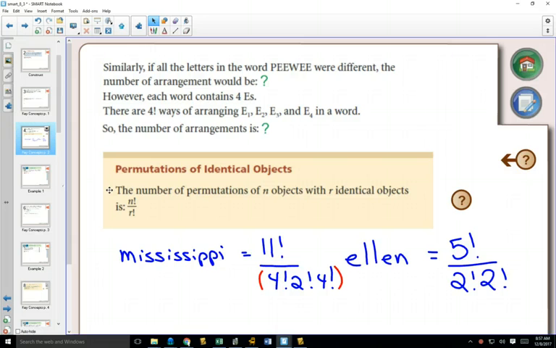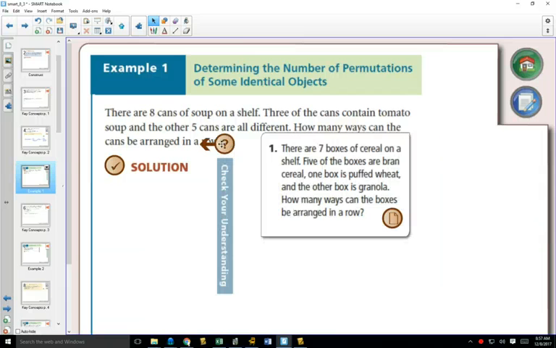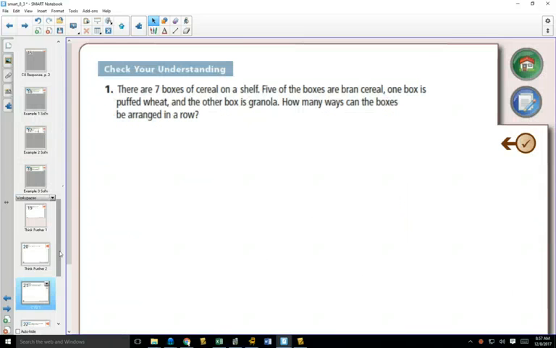So here is example number 1. Seven boxes of cereal on a shelf. 5 are bran, 1 box is puffed wheat, and the other is granola. How many ways can the boxes be arranged in a row?